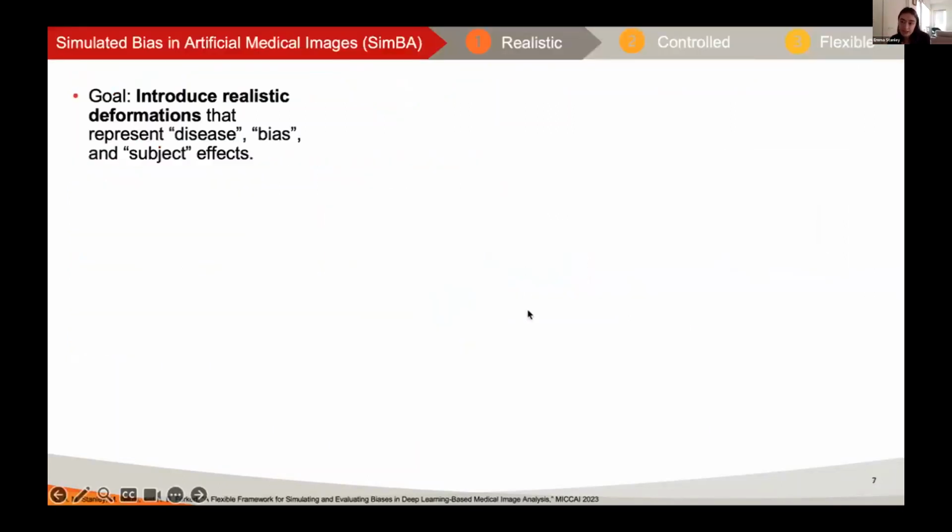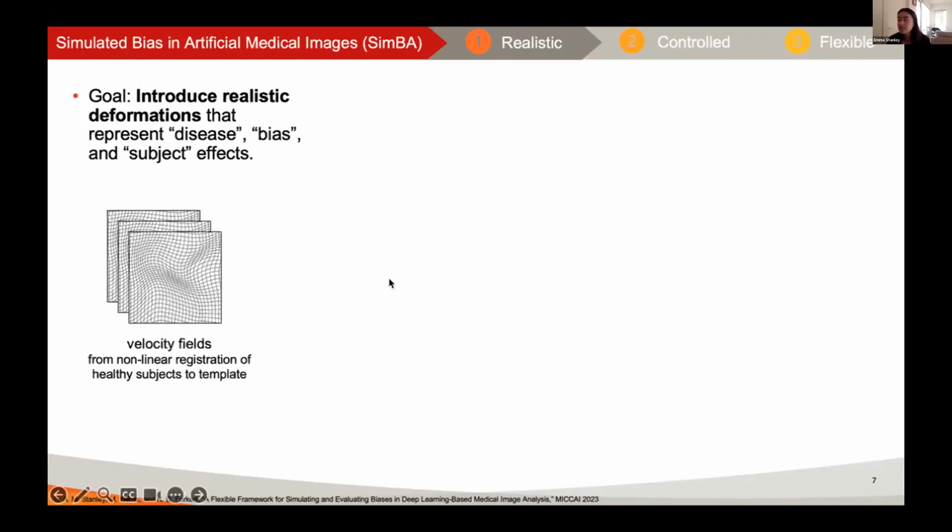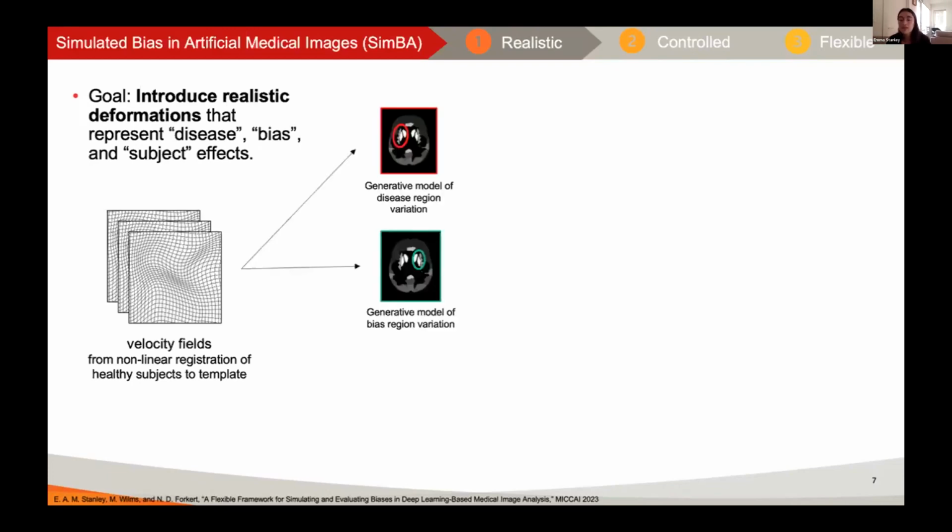So the goal is to introduce realistic deformations to act as disease or target effects that the model will use for the prediction task, and then bias effects, which are not intended to be used for the prediction task, but could lead to performance disparities between the groups with and without these effects, and then also effects that represent distinct subjects in the dataset. To do this, we generate velocity fields through nonlinear registration of healthy subjects from the ICBM database to a template brain, and then we fit PCA models to those velocity fields. For the disease and bias effects, we mask those deformation fields such that they're restricted to specific regions of the brain. And for subject effects, we fit the models to the global deformation fields.